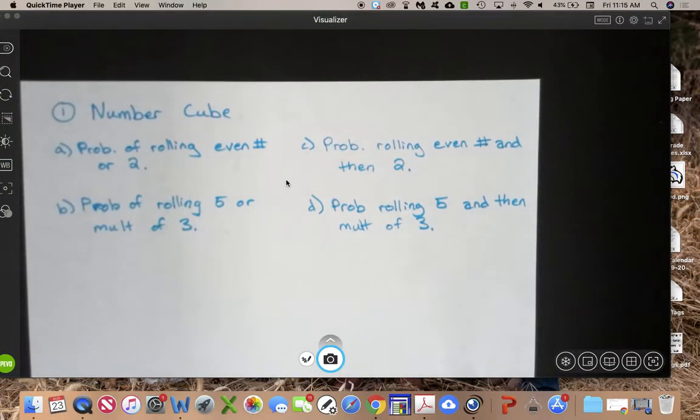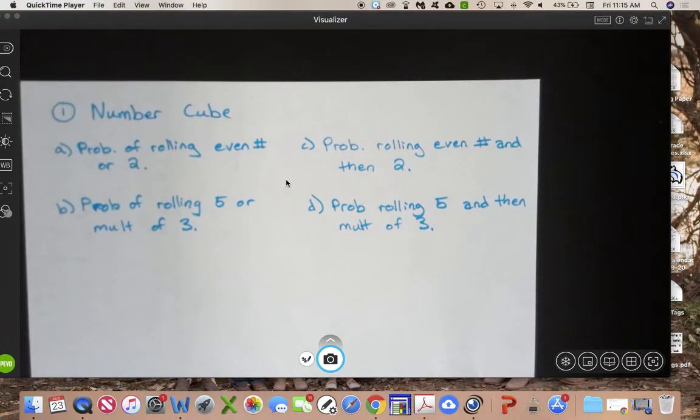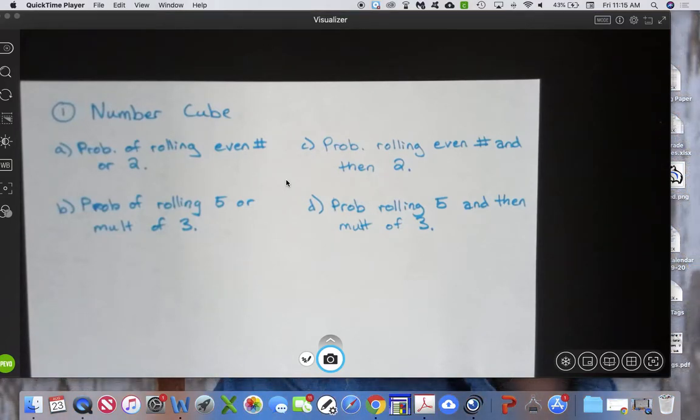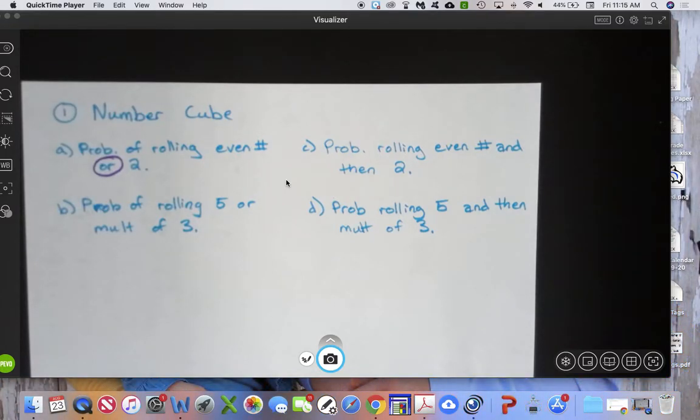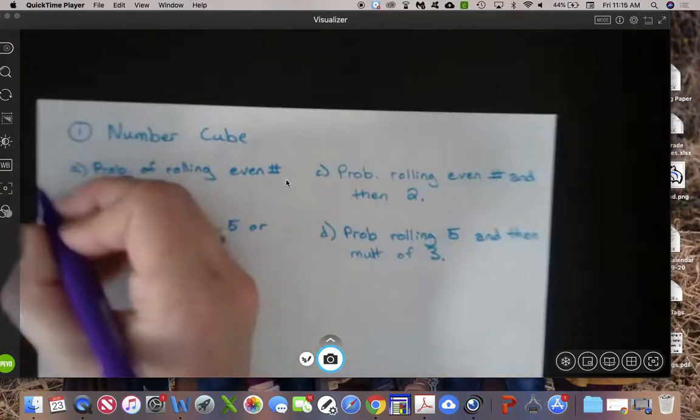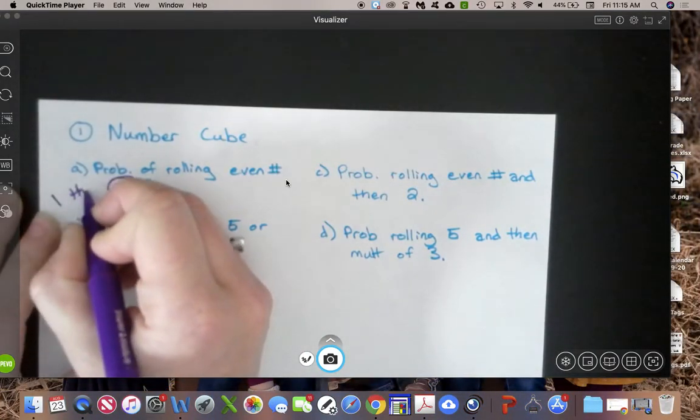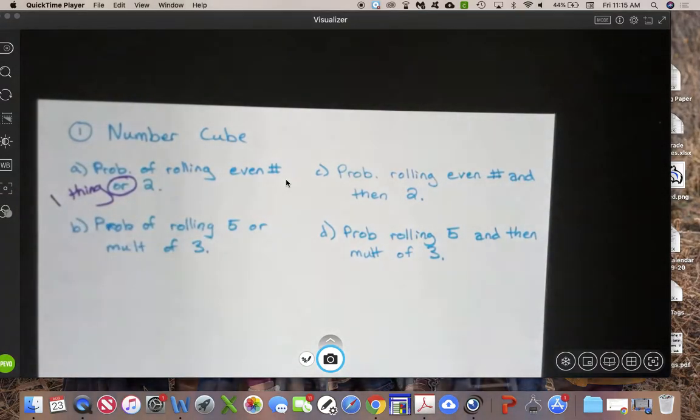With our number cube, here's our determining things. With our number cube, probability of rolling an even number or a 2. There's that key word or. So circle the word or. Now let's decide if I want an even number or a 2. How many dice am I rolling? 1. I'm only rolling 1 dice. 1 dice, 1 thing.